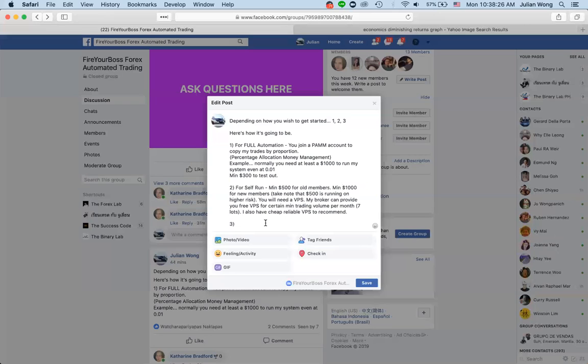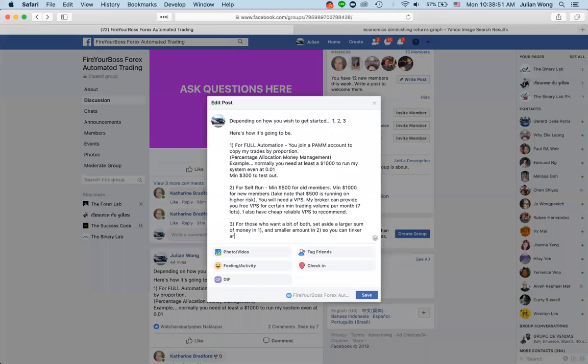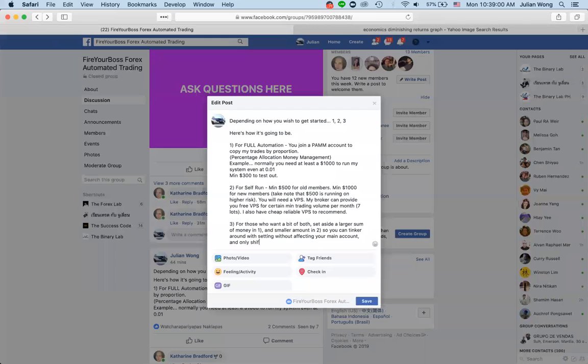Okay. And then what's the thing? For those who are interested in both, for those who want a bit of both, set aside a larger sum of money in one and a smaller amount in two, so you can tinker around with settings without affecting your main account, and only shift stuff around when you're more stable and confident.